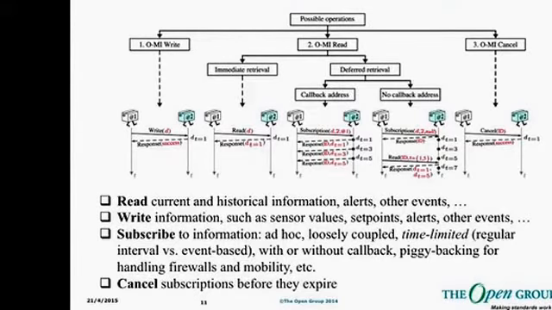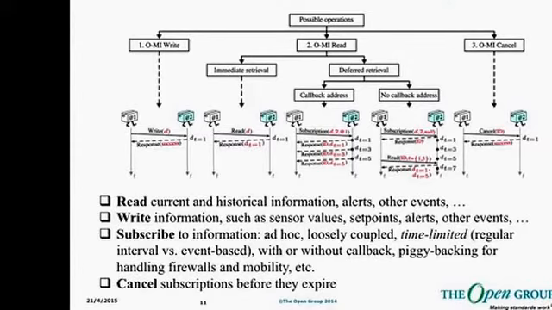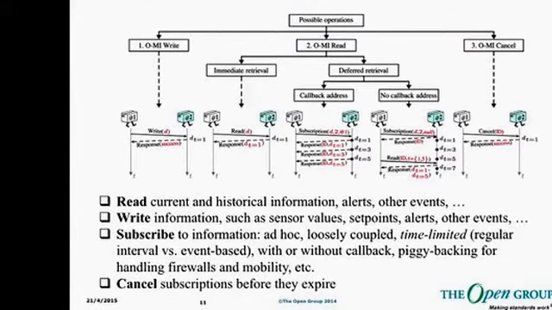And then the subscription operation comes here in this branch. So you can do it in many different ways, using a callback address, without callback address. And you will see in a moment that you can specify for how long a subscription should be valid. So it can be time limited. You can specify regular intervals for it, or use event-based subscriptions. And you also have a piggybacking functionality that allows you to do even control through firewalls and so on. And then finally, the cancel operation for canceling subscriptions before they expire.